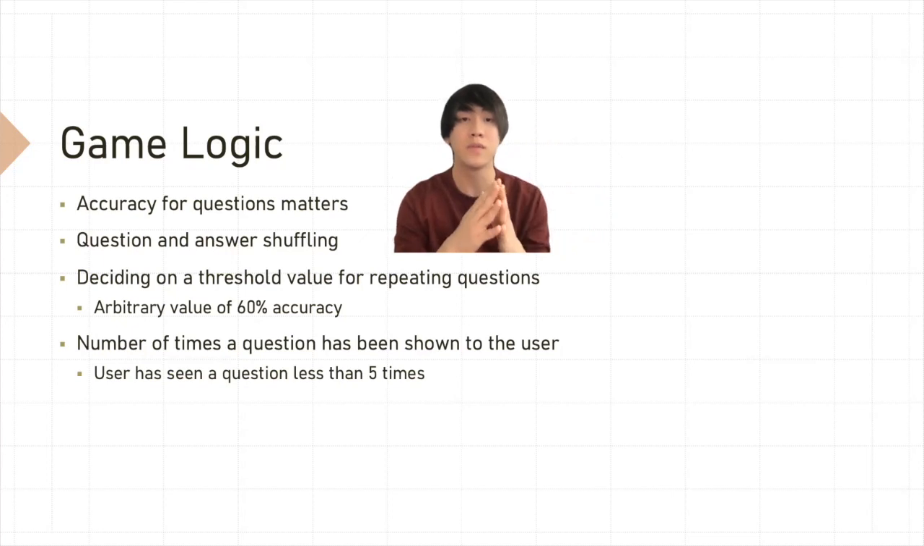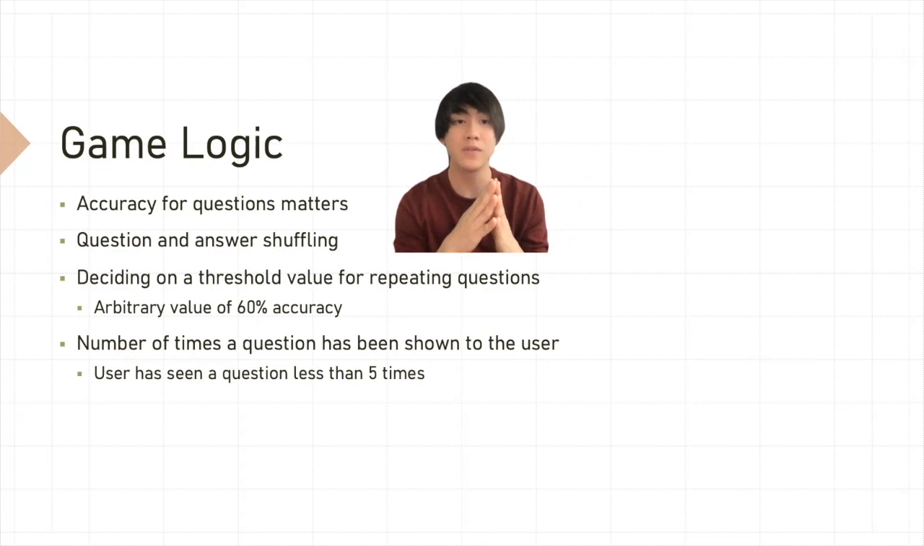A similar thing for the answer options. We decided to randomize the order of the answers as well, because we saw the issue of users potentially memorizing the order of the correct position for the answer. And we don't want that. We want them to understand the question that they're being shown and why the correct answer is the correct answer.